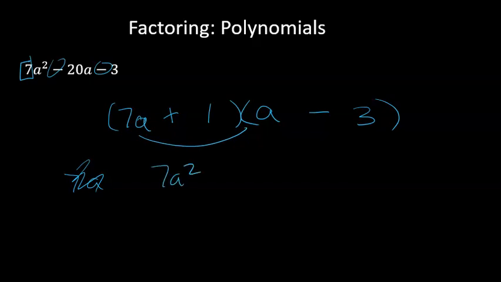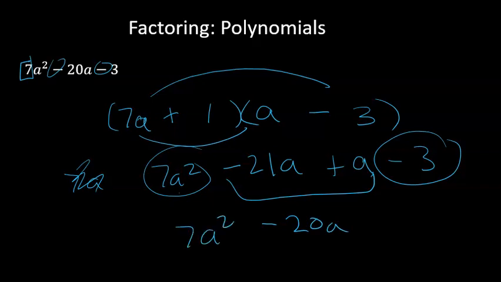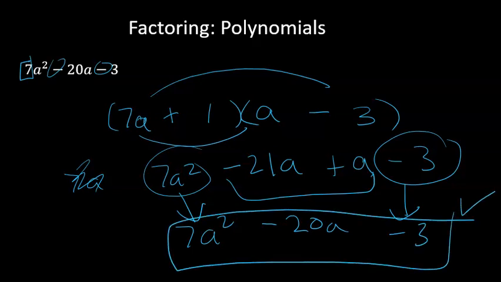So first, then outer. Oof, it's going to be 21? No, it's negative 21. Negative 21a. Then the inner is plus a. And then last is negative 3. Cool. So the last 2 is exactly correct. I got to make sure the middle part is right. Negative 21 plus 1 is actually negative 20a. And then we have the same thing we brought down, negative 3. Okay, cool, sweet. This is the right method. This looks right.